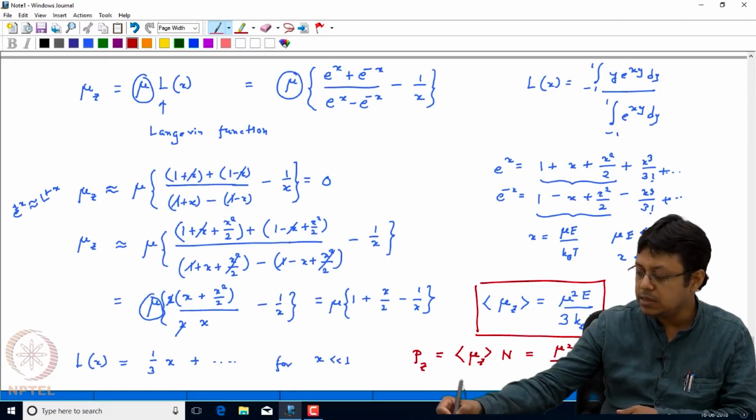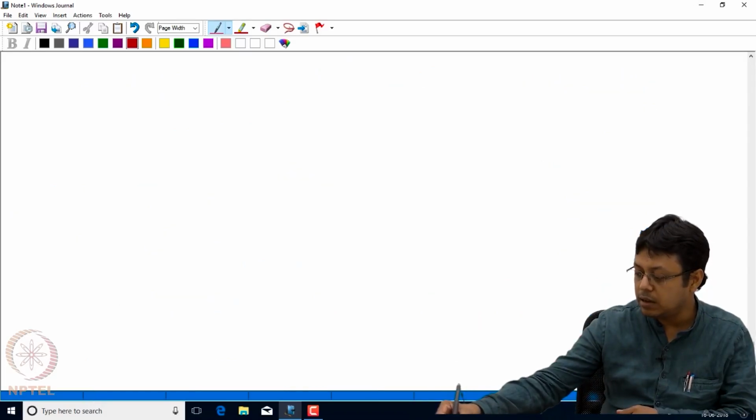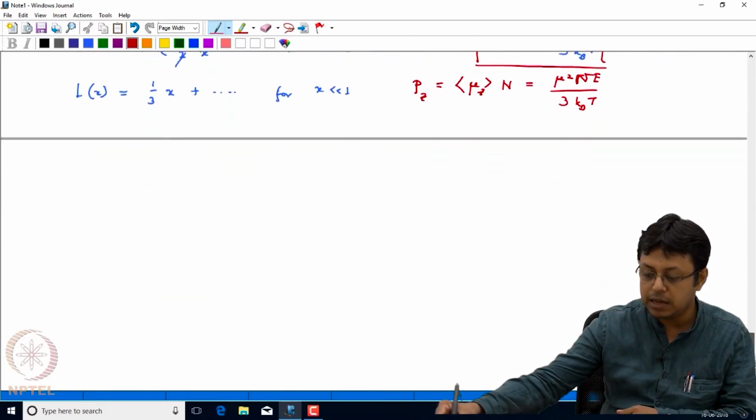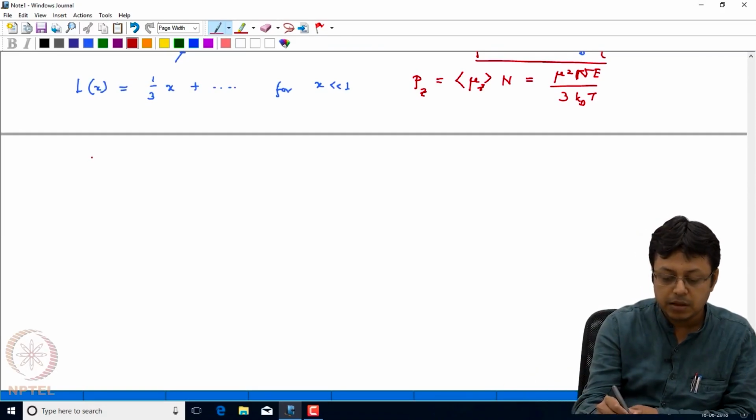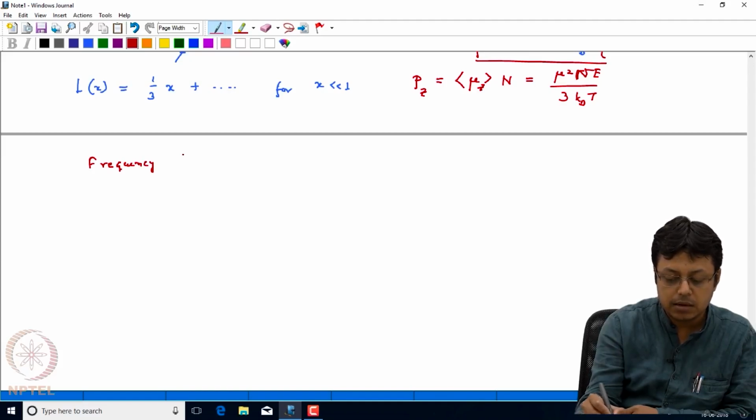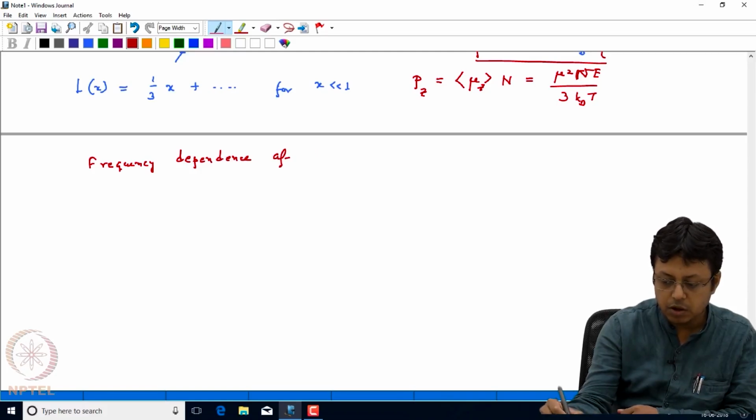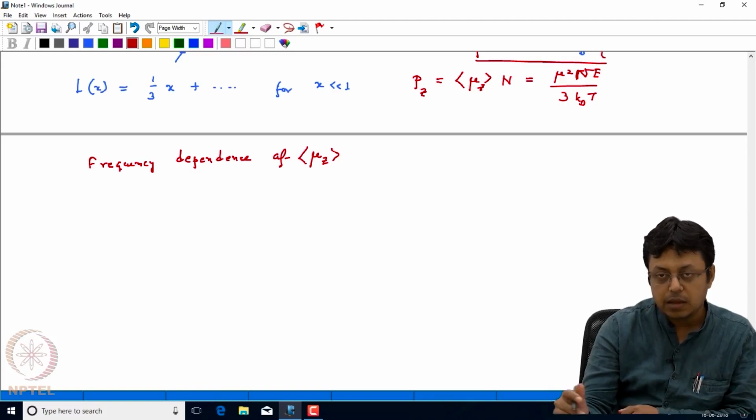Now the question is, when we apply this electric field, we can actually have frequency dependence of the electric field. So let us now talk a little bit about the frequency dependence of mu z, or the average value of mu z.